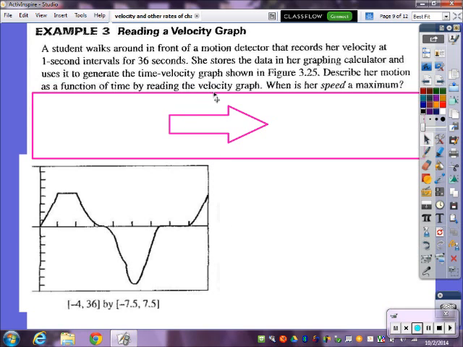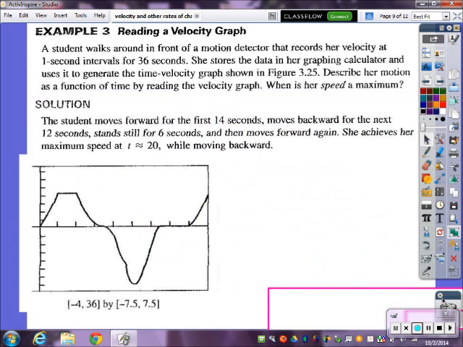So in summary, the motion that we've described using this graph is the student moves forward for the first 14 seconds. So from 0 to 14 seconds, because velocity is positive, she's moving forward. And then she moves backward for the next 12. So when velocity is negative, she's moving backwards. She stands still for about 6 seconds here where it's along the x-axis. That's velocity is 0. And then she moves forward again for the last few seconds of the interval.